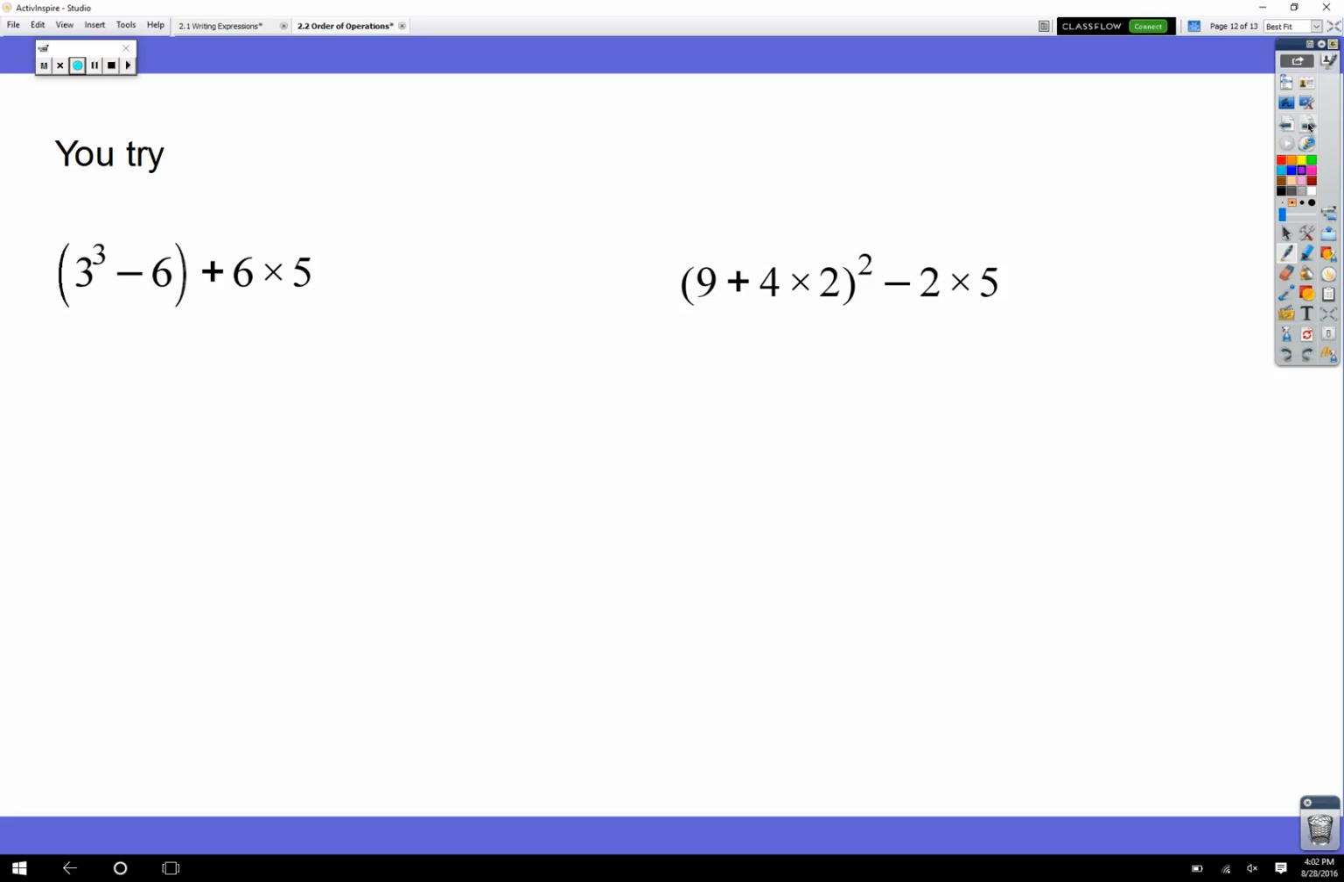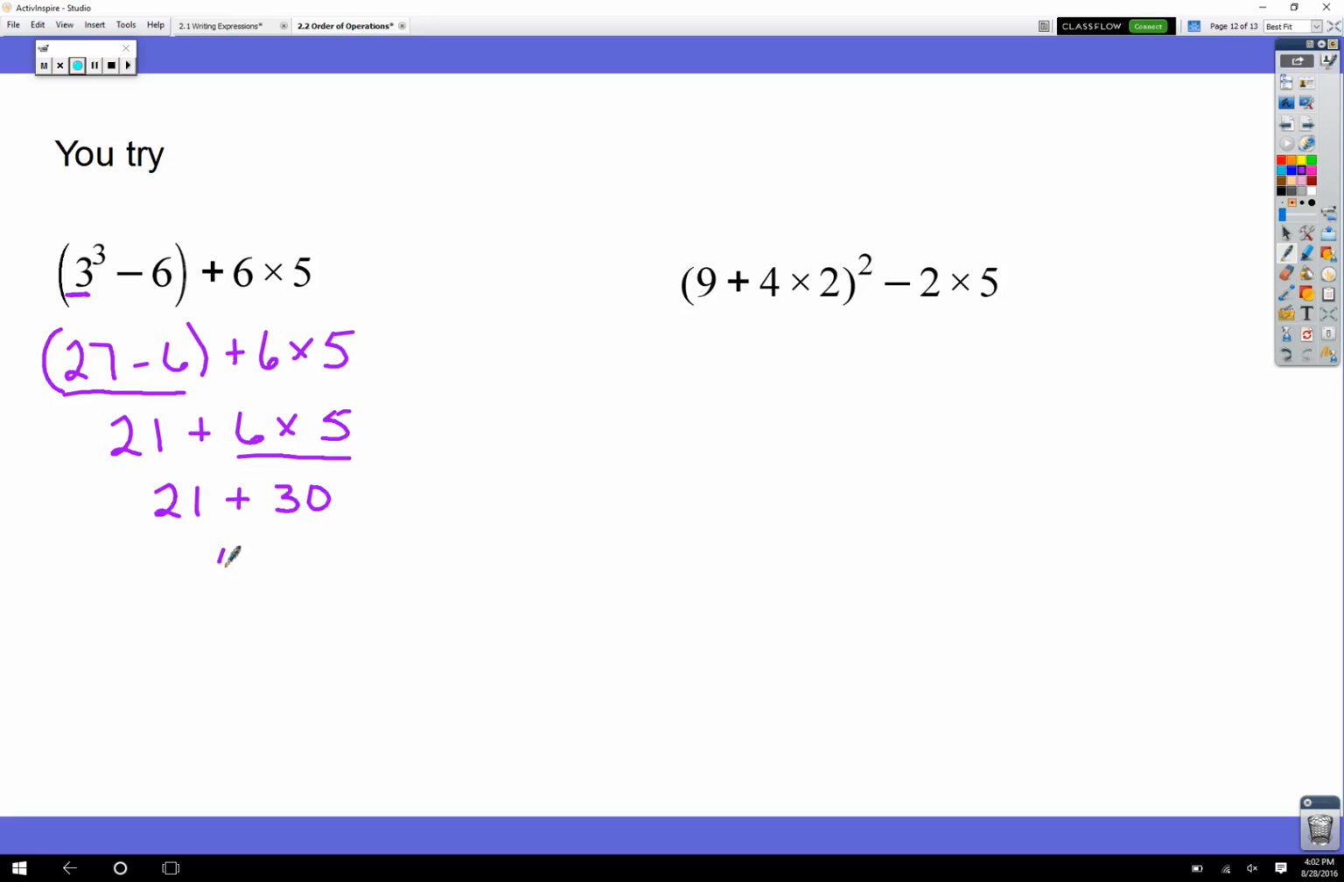Okay, you should have tried these on your own. First example is one where the exponent is inside the parentheses. So in order to do the parentheses, we're going to have to start by doing our exponent. 3 times 3 is 9, times 3 is 27. So we have 27 minus 6 plus 6 times 5. Now I'm going to do what's in parentheses. 27 minus 6 is 21, plus 6 times 5. Doing multiplication and division gives me 21 plus 30, which is 51.